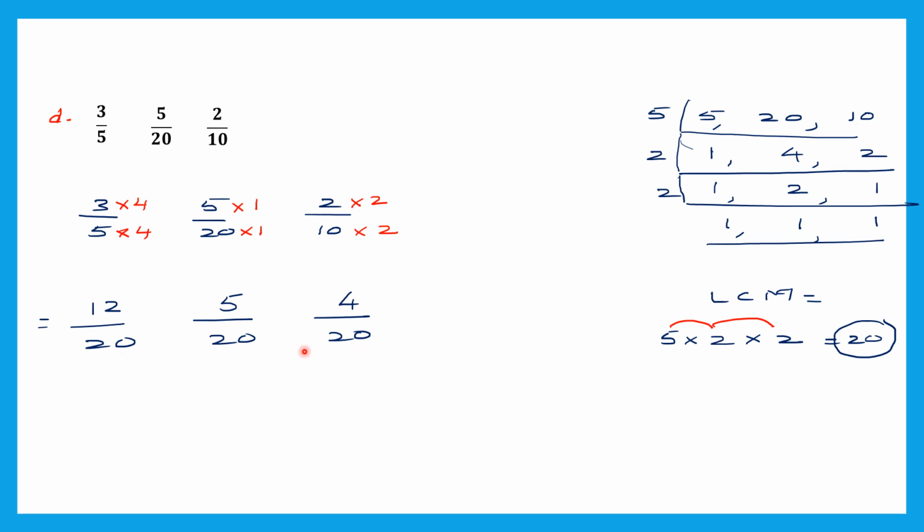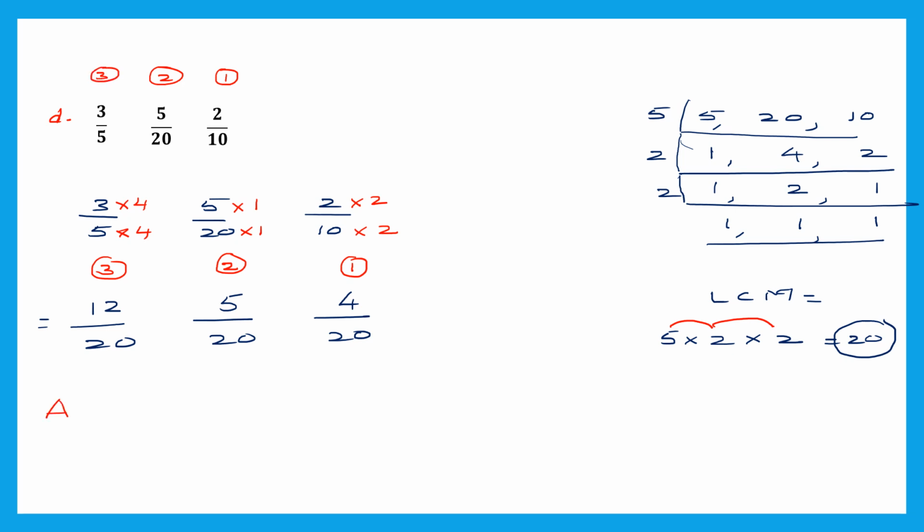So here now we can look at the numerators and look for the smallest numerator. That is 4 by 20. So this fraction should come first. 5 by 20 should come second. 12 by 20 should come third. Now 4 by 20 is this fraction, isn't it? So this should be written first. Then 5 by 20 is the same fraction, 5 by 20. So that comes second. Then we have 12 by 20, which is 3 by 5. That comes third.